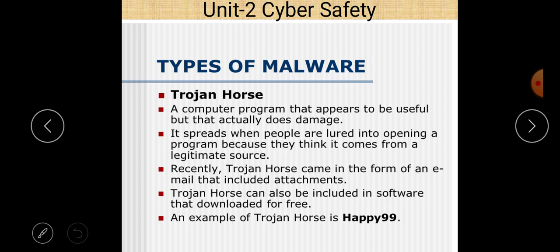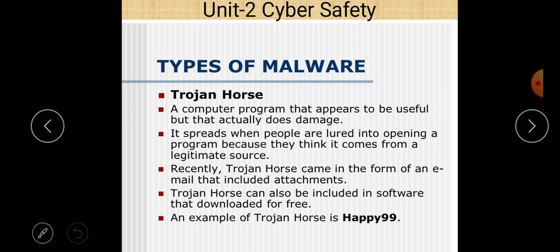The third important thing is that recently Trojan horses come in the form of an email that includes attachments. Trojan horses can also be included in software that is downloaded for free. Most of the time, they come with freeware or free software. An example of a Trojan horse is Happy 99. So there are two examples discussed for the Trojan horse: one is Happy 99 and the second is the I Love You Trojan horse. These are the names of some Trojan horses.